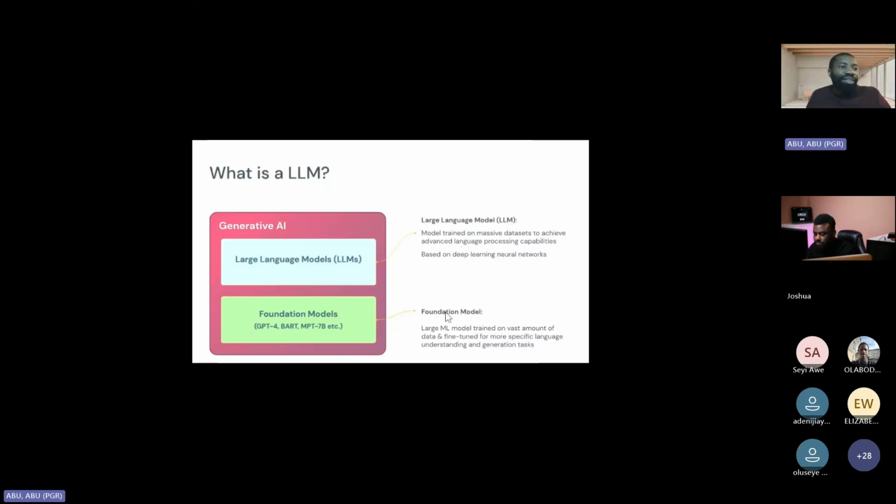And then we have foundation models. These are your GPT-4, the BARTs, NPT, 7B. Yeah, so this 7B means 7 billion hyperparameters. So those parameters, 7 billion of them, that's what has gone into that model. And you can see these models are very large. So that's why we call them large language models.